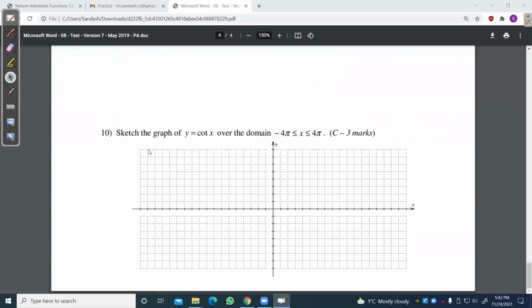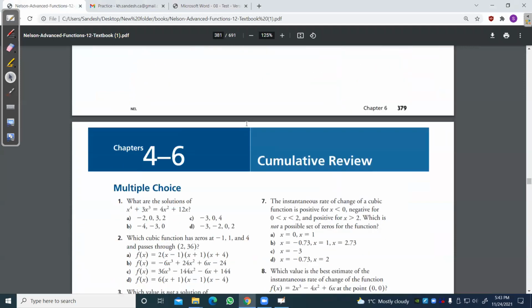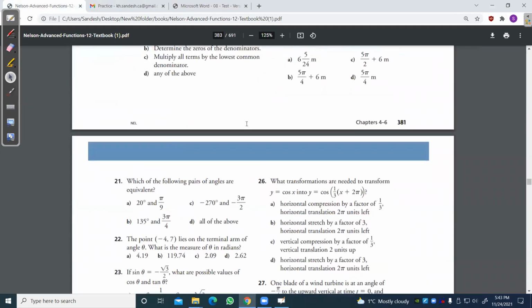All right, I think this one, I'm not going to bother. Just sketch the graph of cotangent of x. Would you be able to do this? Oh, he's not even going to be asking this on the test. Okay, all right, perfect. So let's not worry about that.